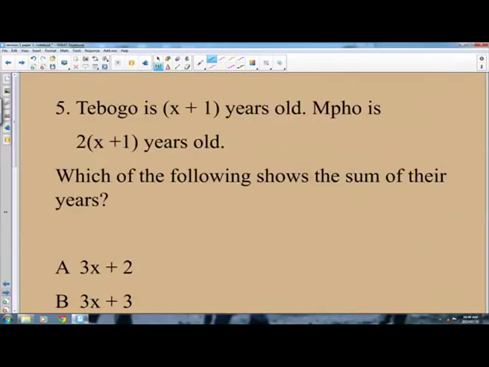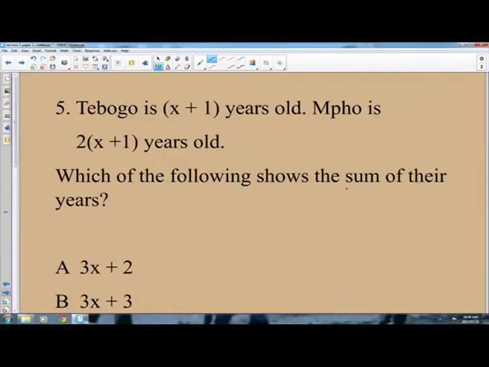Question number 5 says, Tebogo is x plus 1 years old. Mpo is 2(x plus 1) years old. Which of the following shows the sum of their years? First, you need to understand what the word sum means here. By sum, we are simply saying you are to add the two expressions, x plus 1 and 2(x plus 1).